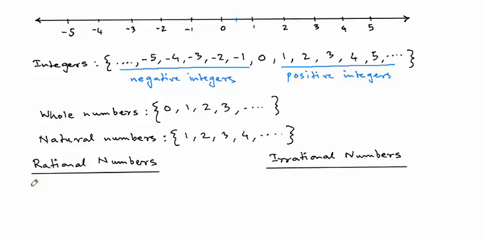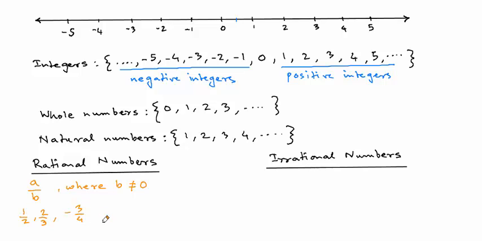A rational number is any number that can be written down in the form of A over B, where B is not equal to 0. The denominator of a fraction can never be 0. For example, you can think of any fraction as a rational number, like 1/2, 2/3, even negatives, because A can be negative. There's no restriction on that. So negative 3/4, they're all rational numbers.